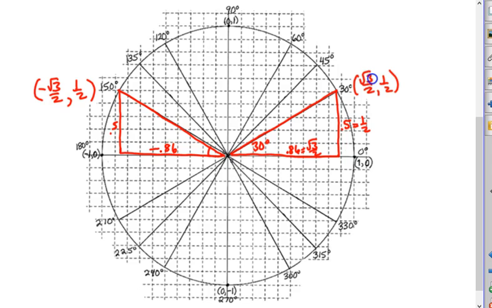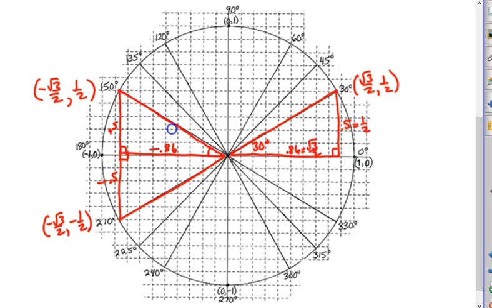Now if we go into quadrant 3, we're looking at the angle 210. We make that into a right triangle here, so here's our right triangle. Now the x side is still negative. Now y is also negative, negative 0.5. So that means both coordinates are negative. X is a negative square root of 3 over 2, and y is a negative 1/2. So both coordinates are negative in quadrant 3.